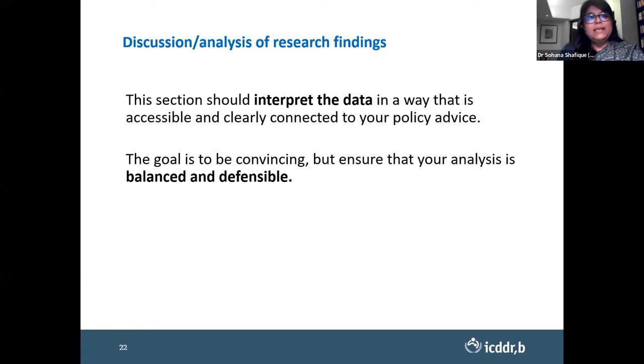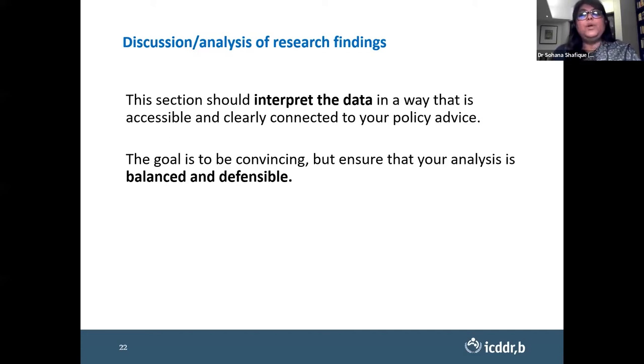And then in the discussion and the analysis of the research findings, in this section, we should interpret the data in a way that is accessible and clearly connected to your policy advice. So the goal is to be convincing, but we have to ensure that the analysis is balanced and defensible. So it always has to be backed by evidence in whatever your research finding is.